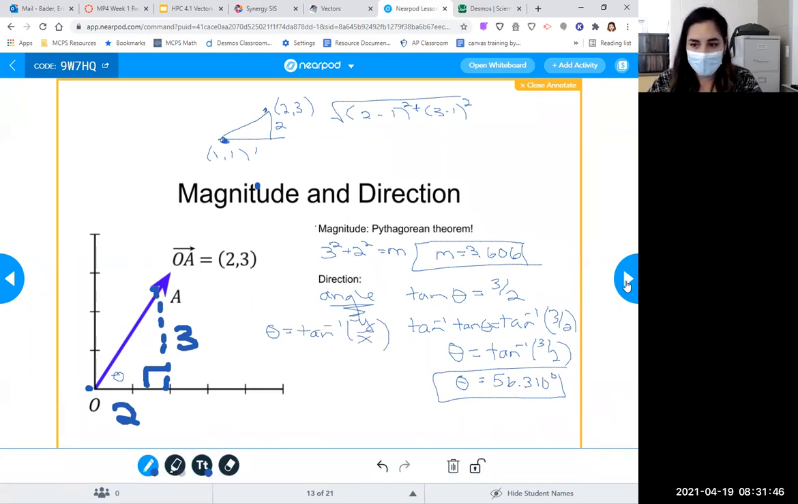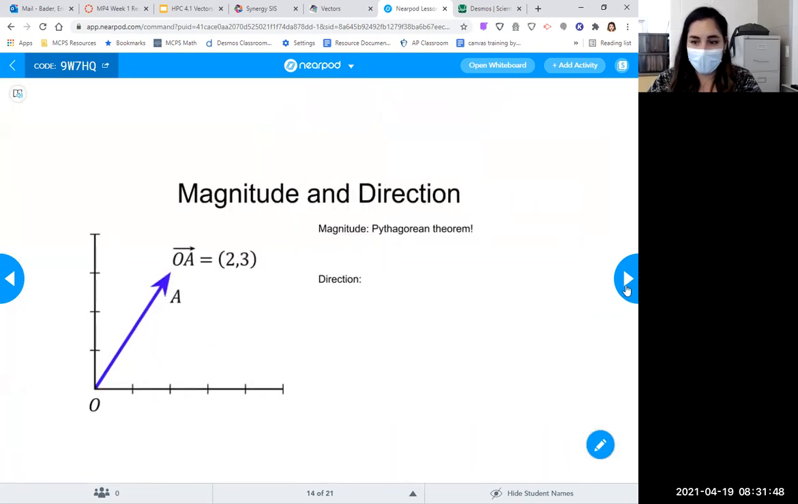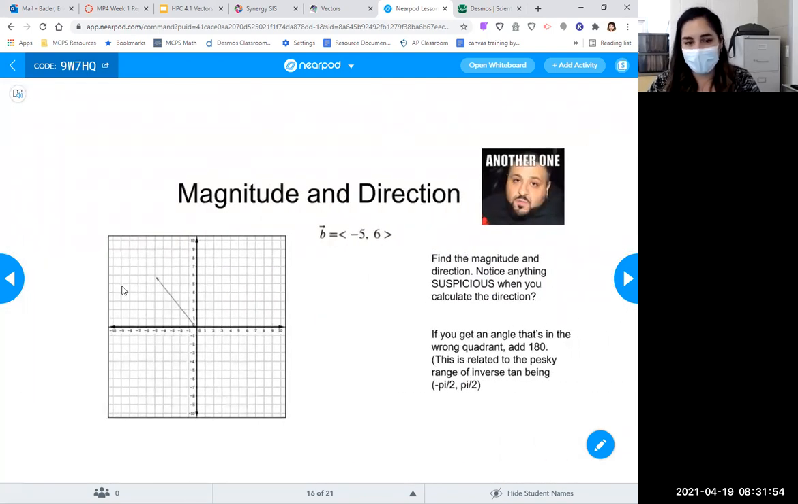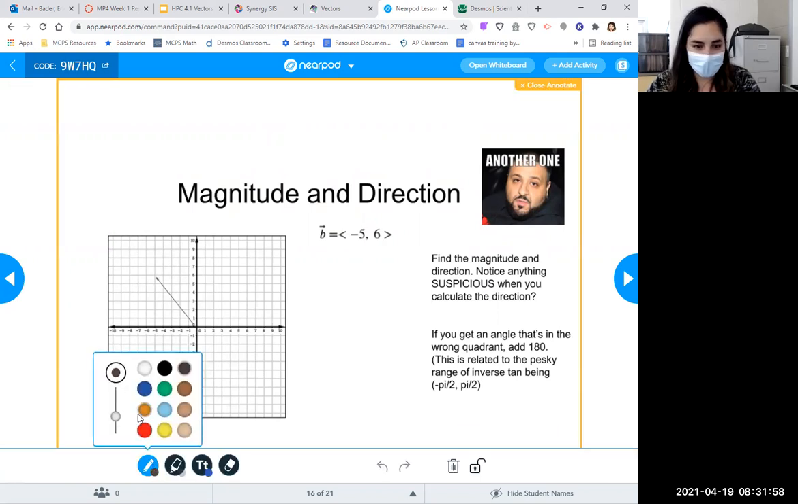Okay. All right. Now this one is suspicious. Go ahead and give this one a try and see if you notice anything suspicious when you calculate the direction. And give it a try and then resume the video when you're ready.